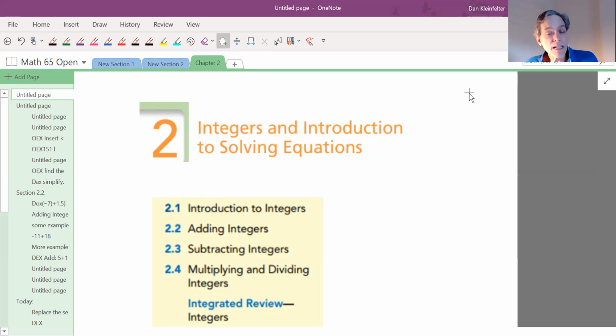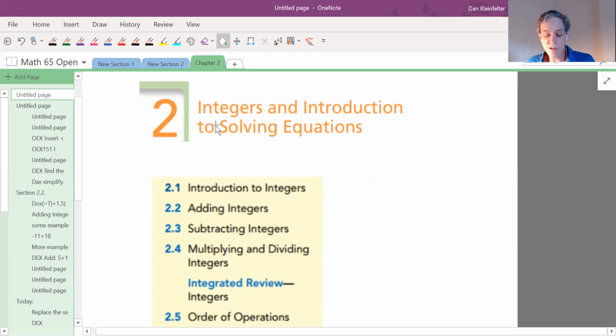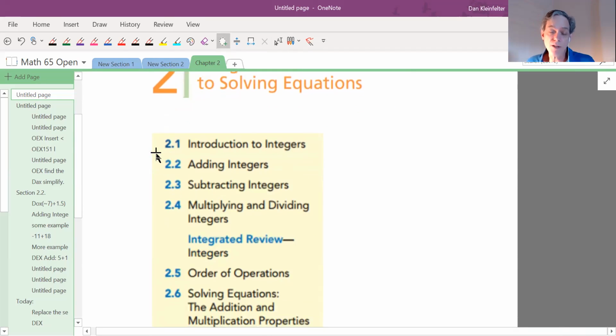As always, when we start a chapter, it's a good idea to take a look ahead and see what it is that we're getting into. So let's do that. Chapter 2 is about integers and the introduction to solving equations. So an integer basically is a number that is either positive or negative. It doesn't include things like decimals, fractions, percentages, things like that, okay? More on that in a second. So 2.1 is the kind of introductory section that talks about just what is an integer and any kind of important definitions and symbols that will be needed.